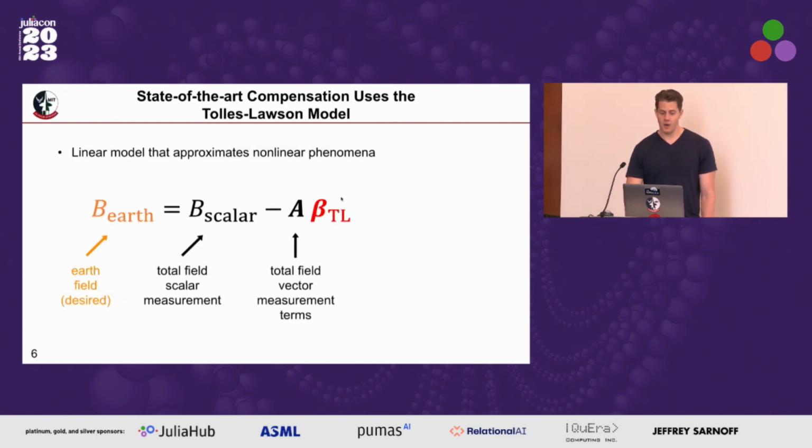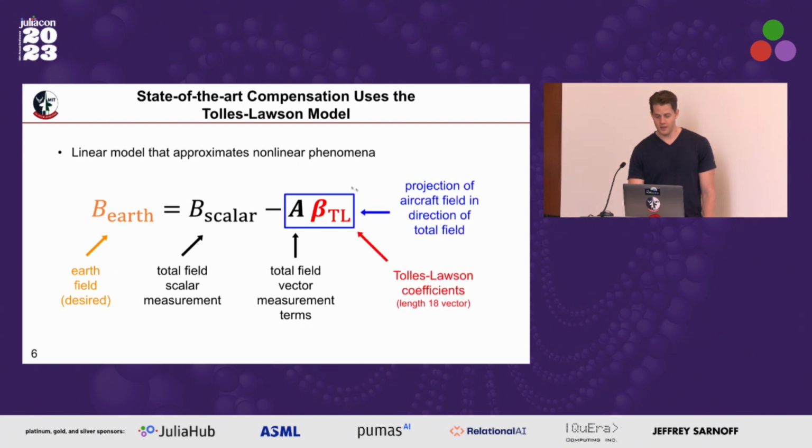And the state-of-the-art model is a linear model that uses basically two different magnetometers, a scalar measurement and a vector measurement. And then there's this linear correction term. We're not going to worry too much about these coefficients. They're Tolles-Lawson coefficients that are found using a special calibration maneuver that's done ahead of time. But long story short, it's a very simple linear model that's been used since the 1950s, and more or less we're trying to improve on that.